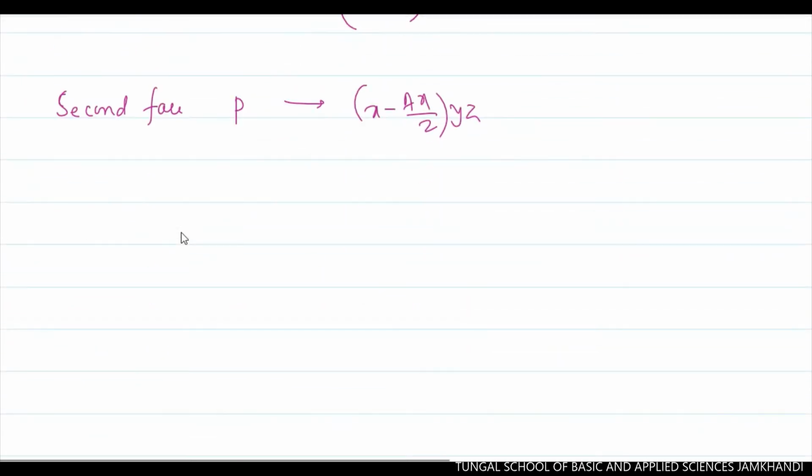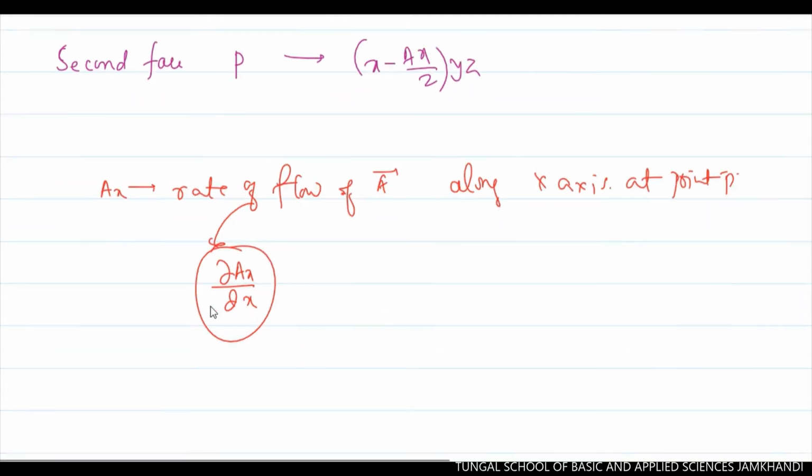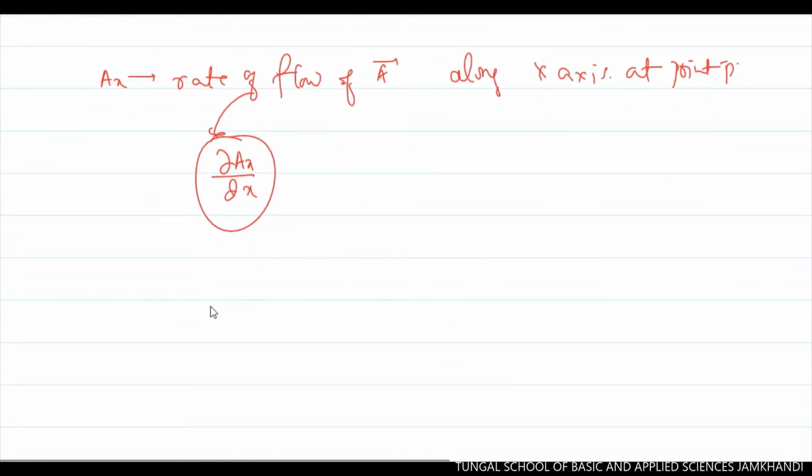Now the rate of flow of a vector A along the x-axis is Ax. So this is the rate of flow of a vector along the x-axis at a point P, and that rate of flow of a particular function or vector is defined as dou Ax divided by dou x, because it is the rate of change of that particular Ax component along the x-axis.